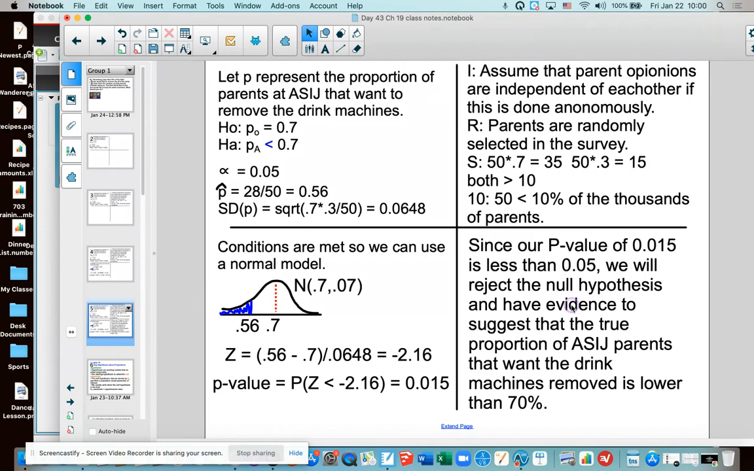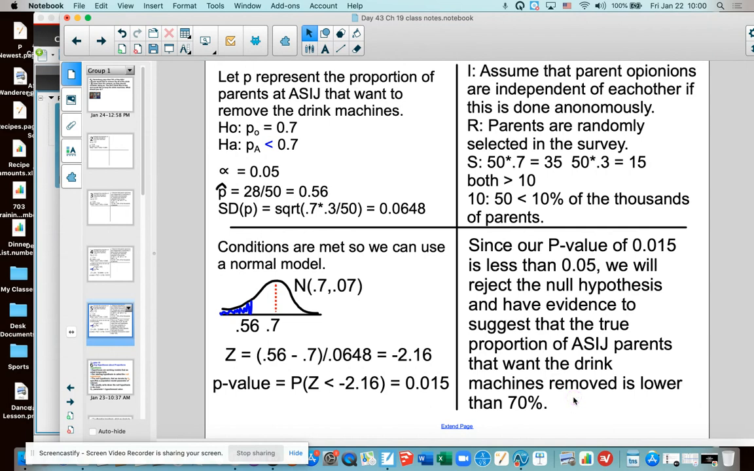So I'm going to reject that null hypothesis, and I'm going to go to Mr. Herzenberg, and I'm going to say, you know what, I don't think your claim is true. I think it's lower than that, because I got 0.56 in my sample, which is lower than 0.7. I don't really know if the truth is 0.56, but I'm pretty sure it's lower than 0.7. All right. So notice how I said we have evidence to suggest. I don't call him a liar. I don't say he's wrong. I just say, I have evidence to suggest that the true proportion is less than what you claimed.